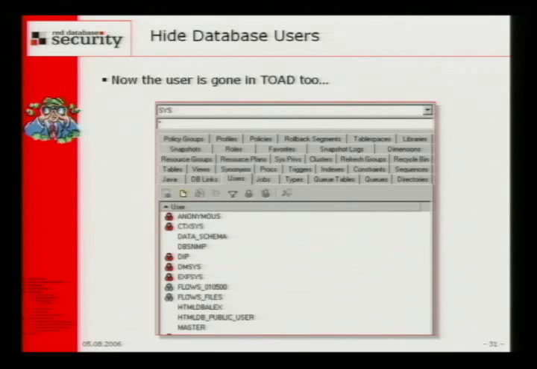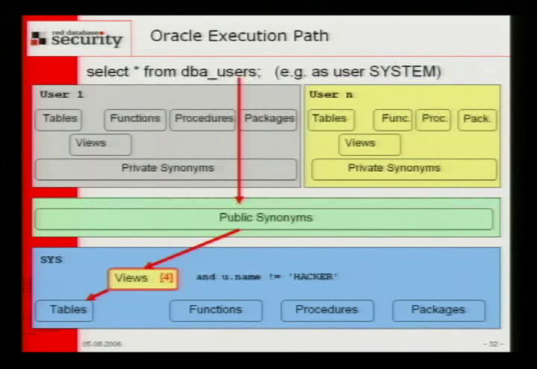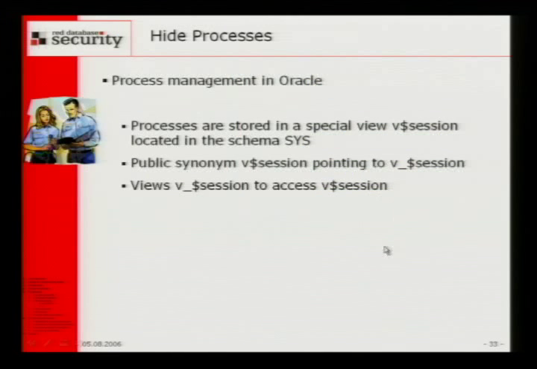So you should never trust views for critical objects. In this case we modified the view in the sys schema, but we could also create a private synonym pointing to different objects. So there are endless possibilities. Okay, now we have an invisible user, not 100% invisible, but for most cases. Now we can hide processes. It's the same game. We also have different views for sessions in Oracle.